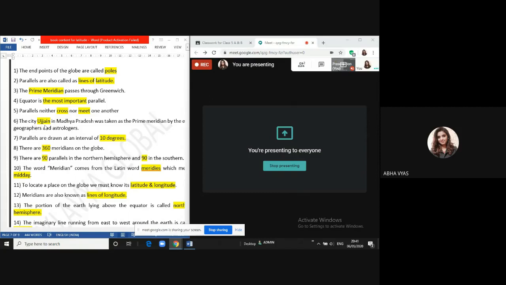The city Ujjain in Madhya Pradesh was taken as the prime meridian by the geographers and astrologers. Parallels are drawn at an interval of 10 degrees. There are 360 meridians on the globe. There are 90 parallels in the northern hemisphere and 90 in the southern hemisphere.